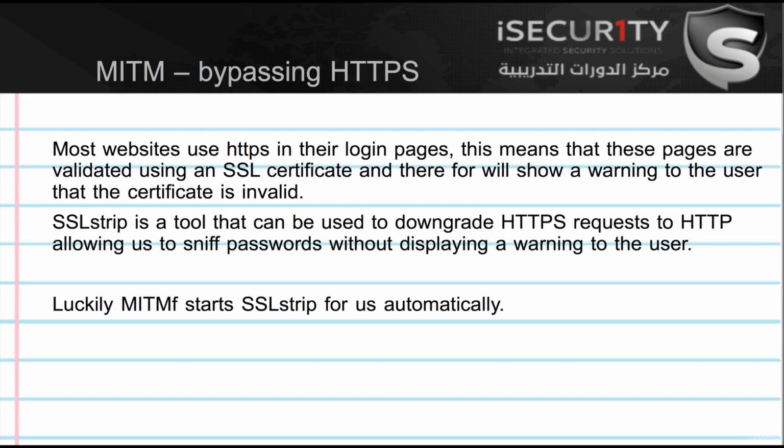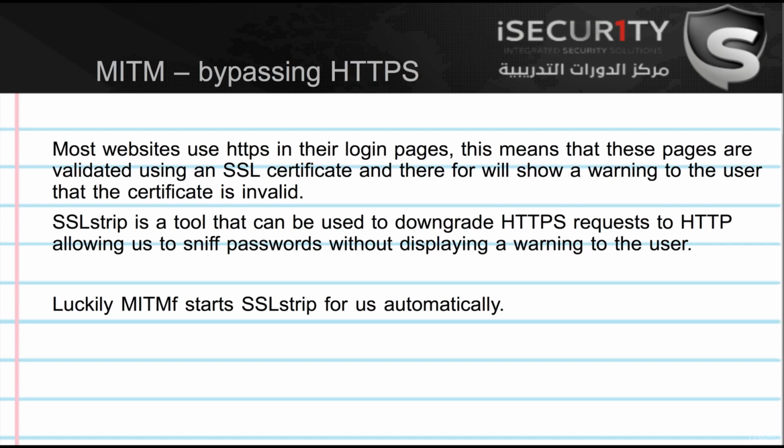Now, in the previous video, we've seen how we can sniff and capture anything sent over HTTP requests. Most famous websites use HTTPS instead of HTTP. This means that when we try to become the man in the middle, when the person goes to that website, the website will display a warning saying that the certificate of that website is invalid. That way, the person will be suspicious and probably won't log into that page.